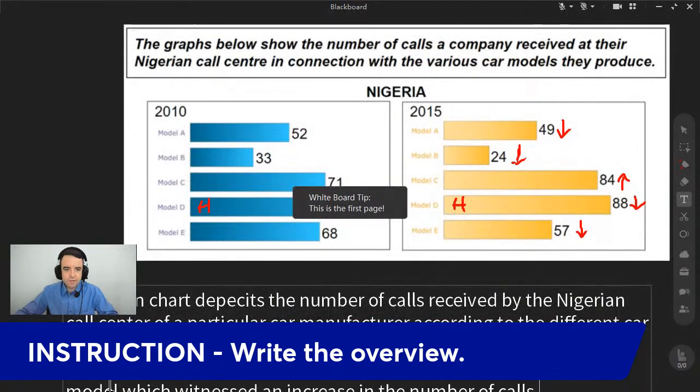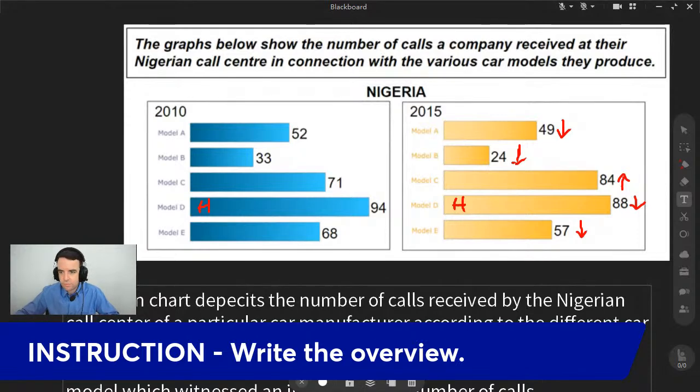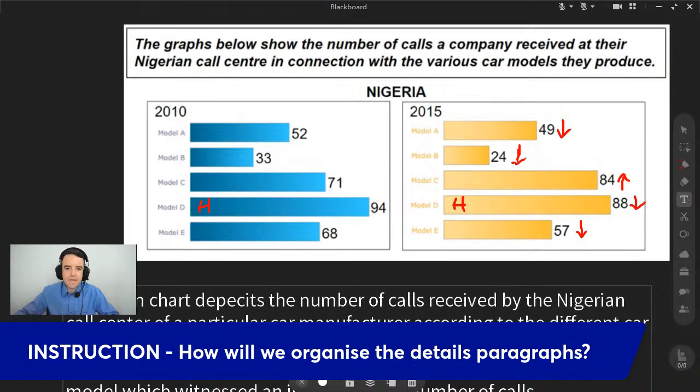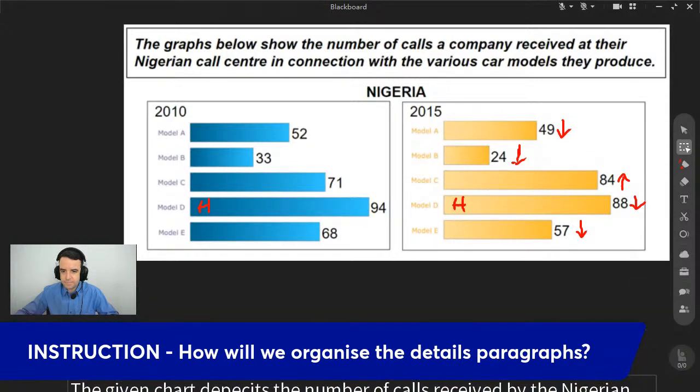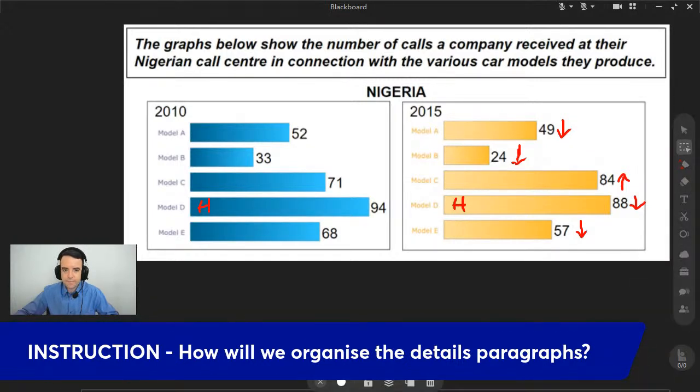So of course, from there, we need to write the first body paragraph. But before we do that, can you tell me how will we organize the details paragraphs? How are we going to organize that? How are we going to organize them? What are we going to put in the first details paragraph? What are we going to put in the second details paragraph?